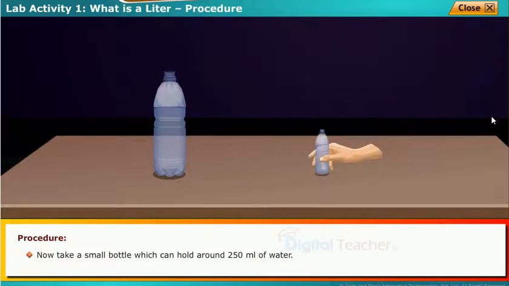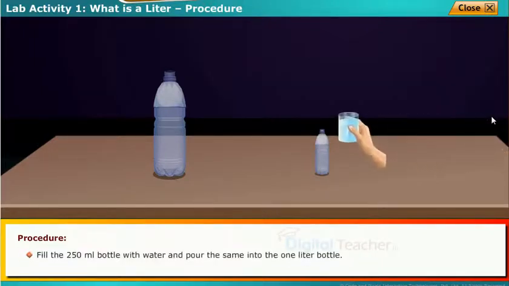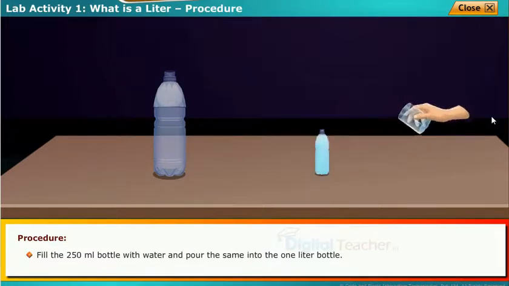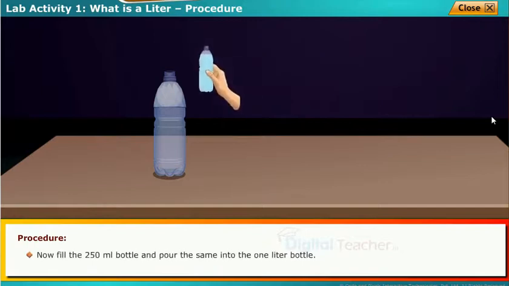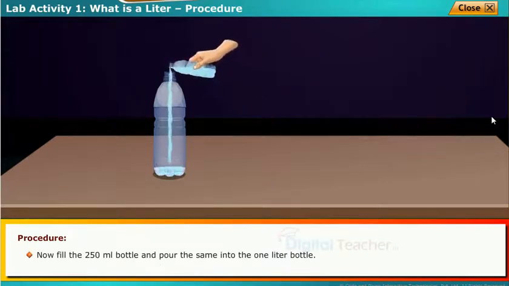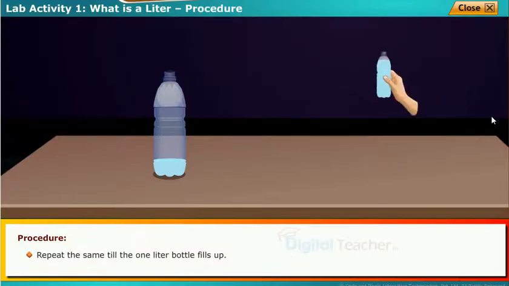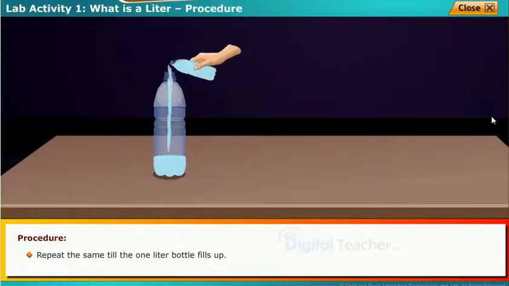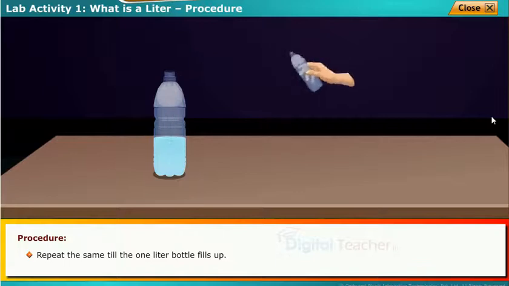Now take a small bottle which can hold around 250 milliliters of water. Fill the 250 ml bottle with water and pour the same into the 1 liter bottle. Now fill the 250 ml bottle again and pour the same into the 1 liter bottle. Repeat the same till the 1 liter bottle fills up.